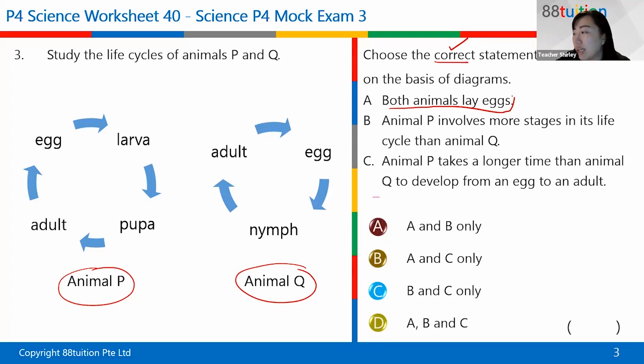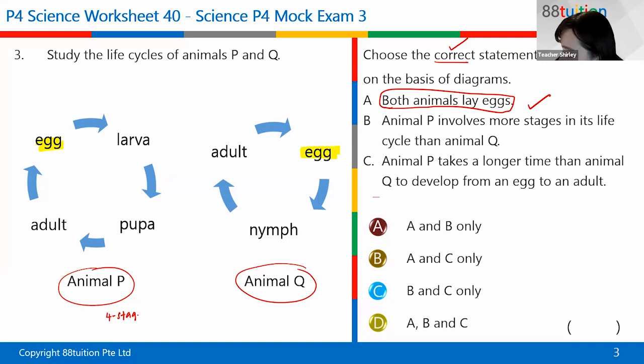Both animals lay eggs. Do both animals lay eggs? Yes. Of course. How do you know both lay eggs? Because both have an egg stage, right? Good. So this one is a tick. Do bear in mind that you're looking for ticks. Now, statement B, animal P involves more stages in life cycle than animal Q. True or false? True. Very good, because P has 4 stages.